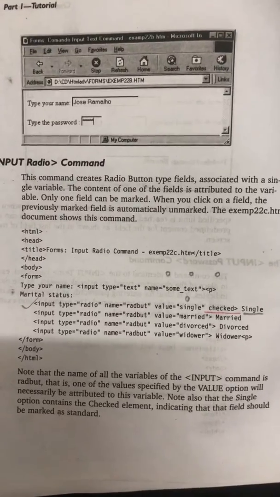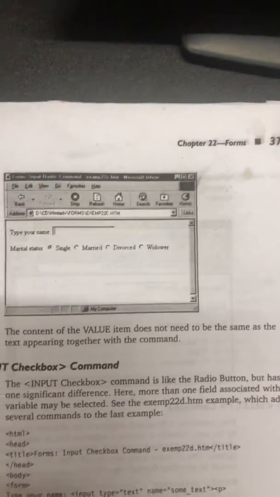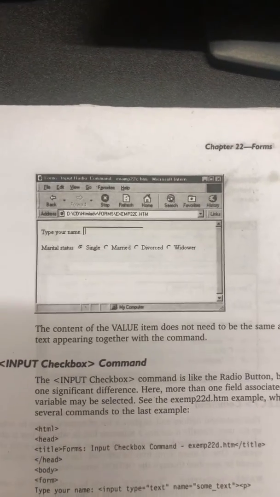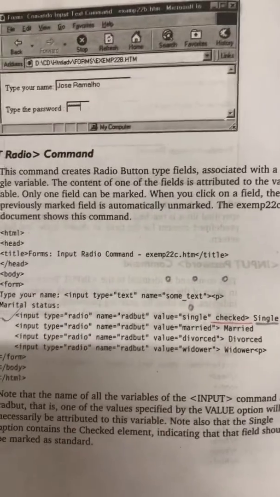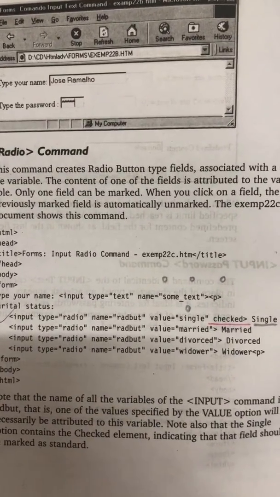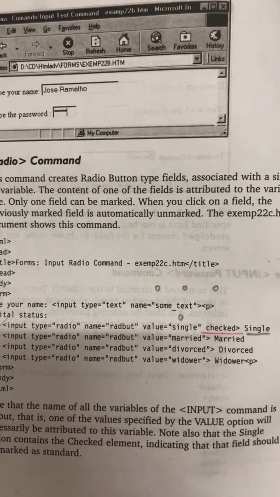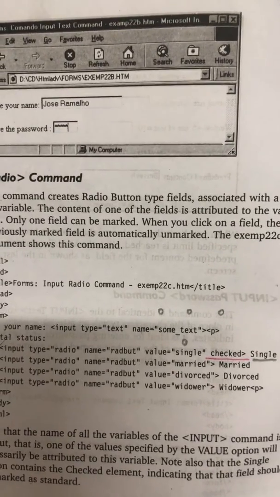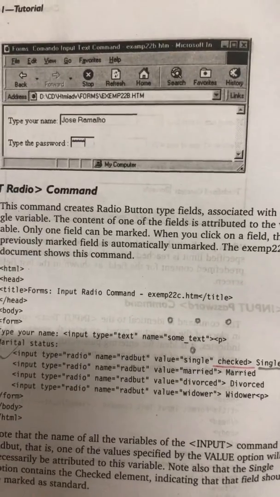So this code will create a page like this. One input tag is there for text and the other one for marital status. These are the values: single, married, divorced and widower. You can also see that for the radio button whose value is single, we have used the checked parameter. Just by simply adding the checked word in the input tag, this means that this option will be selected by default.